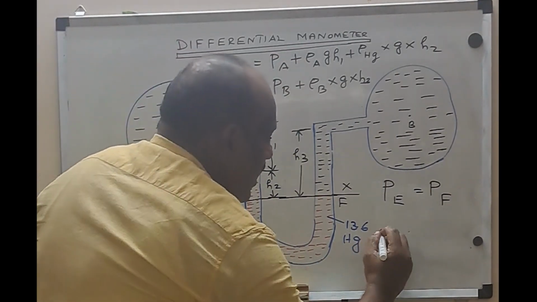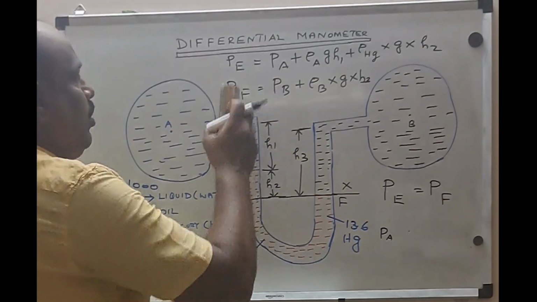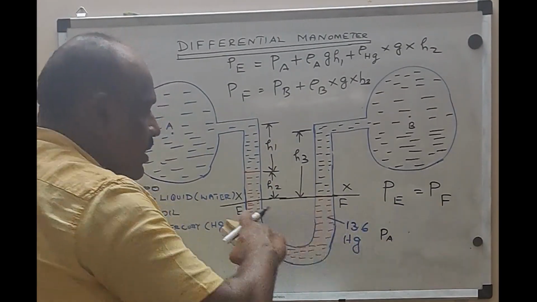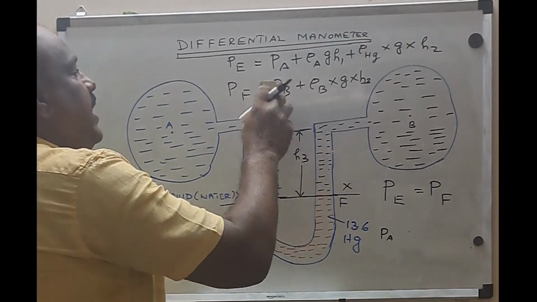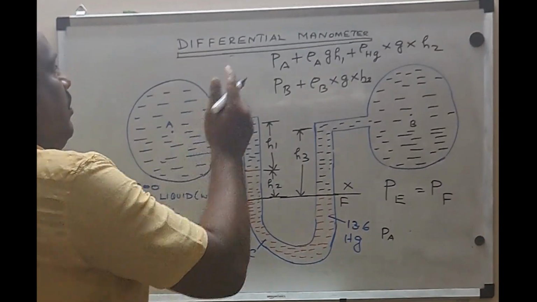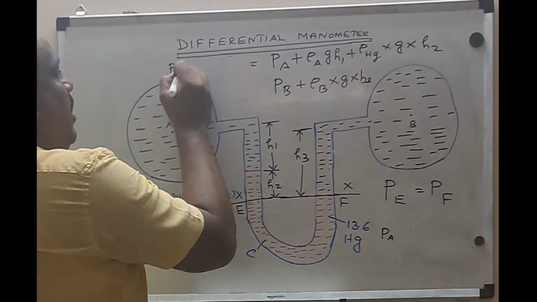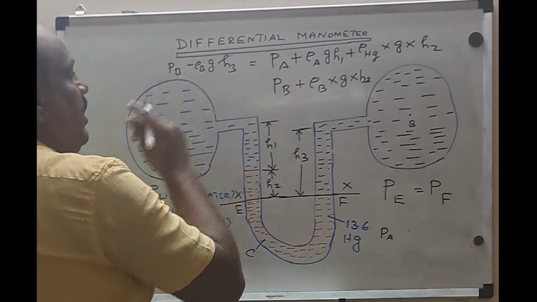Now you balance these two equations. I can make PE equal to PF, because that is the principle we are using. We know the pressures at E and F are the same, so PE equals PF, which means I can equate these two things. I will write like this: PA plus rho A g H1 plus rho Hg g H2 will be equal to PB minus rho B g H3.